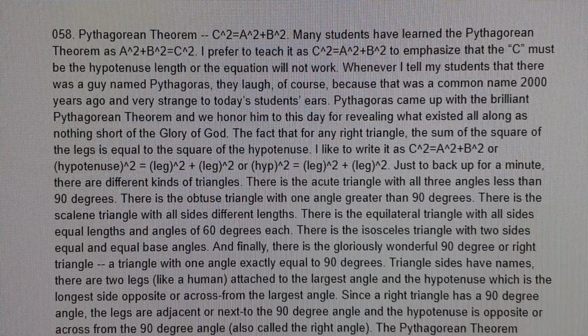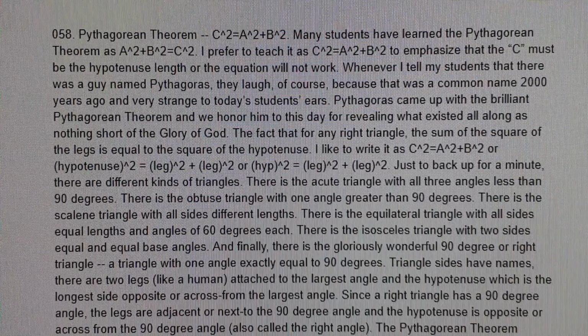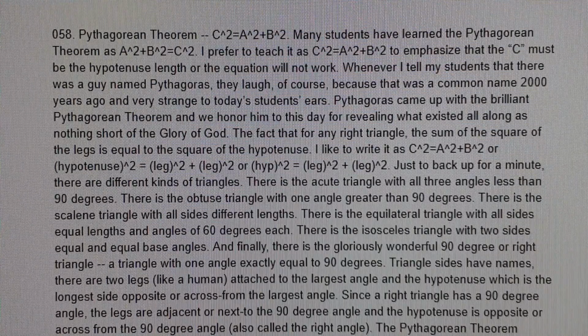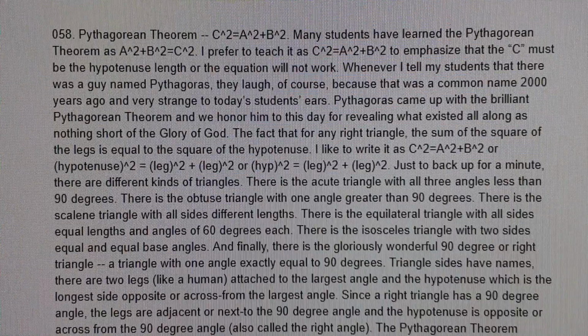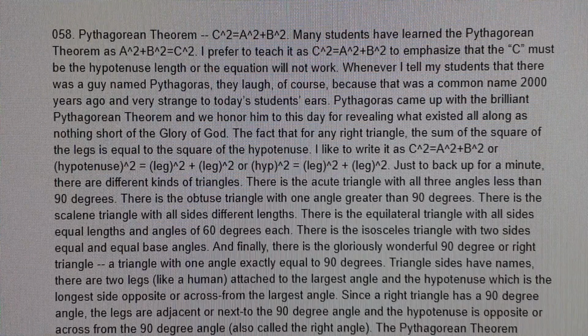Just to back up for a minute, there are different kinds of triangles. There is the acute triangle with all three angles less than 90 degrees. There is the obtuse triangle with one angle greater than 90 degrees. There is the scalene triangle with all sides different lengths. There is the equilateral triangle with all sides equal lengths and angles of 60 degrees each. There is the isosceles triangle with two sides equal and equal base angles.